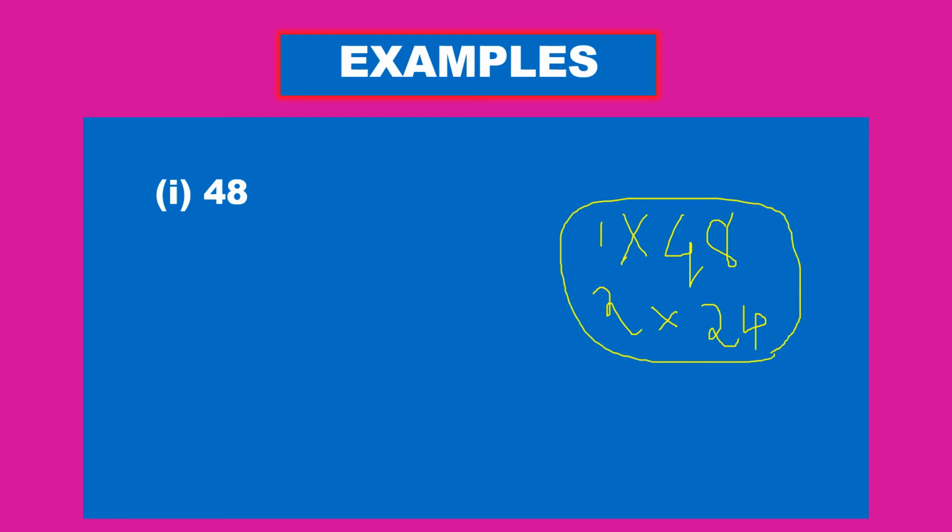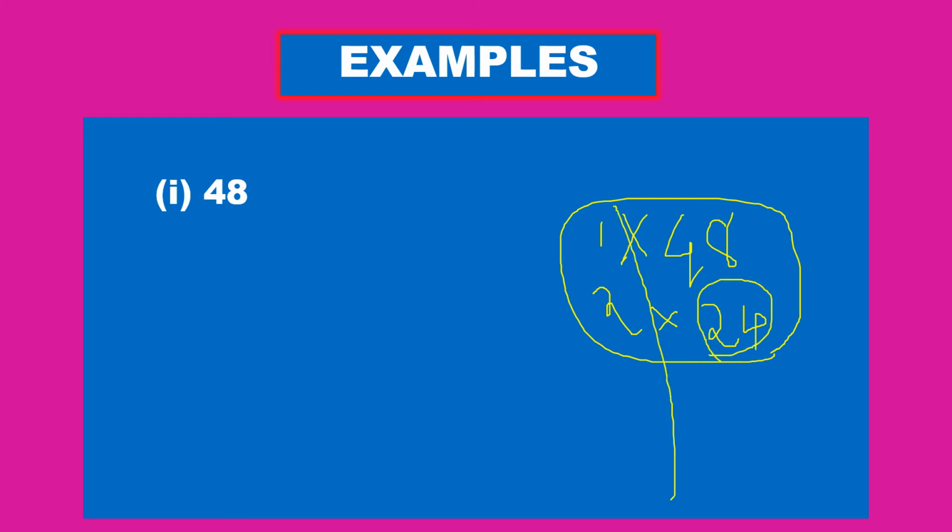Let me take some examples. The first one is 48. Till now we have written the factors in this way, right? 1 into 48, next 2 into 24. In this way we have written. But this is not called prime factorization, because in prime factorization all the factors should be prime numbers, but here they are not prime numbers, right?